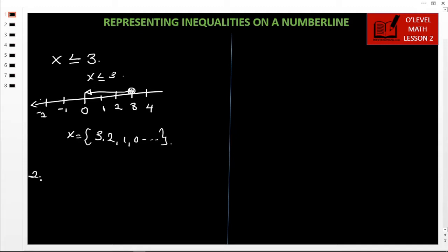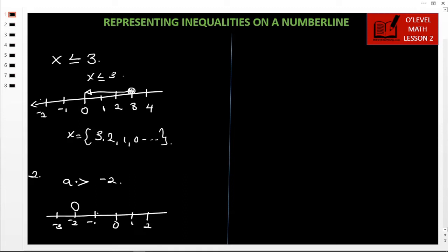Example number 2. They can give us a is greater than negative 2. So a is greater than negative 2, meaning that we have 0, negative 1, then negative 2, then negative 3, then here we have 1 and 2. Our boundary point is negative 2, so we draw a circle there. We don't have equal to, so it is not inclusive.